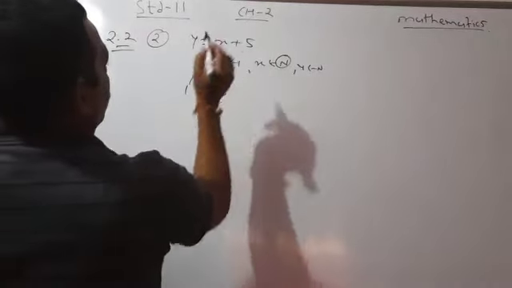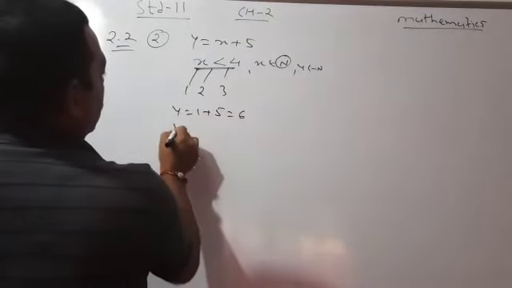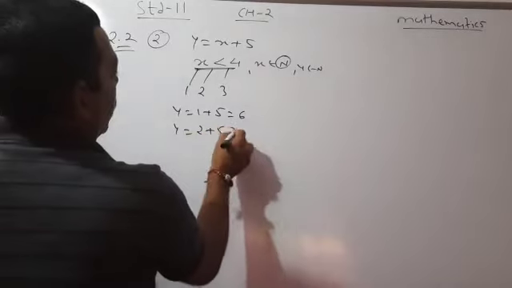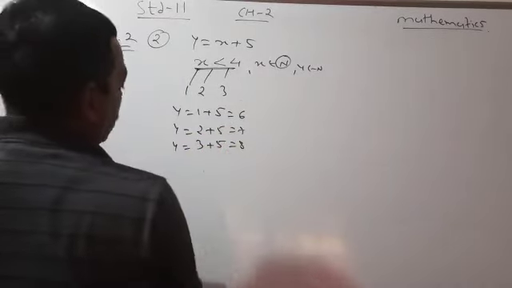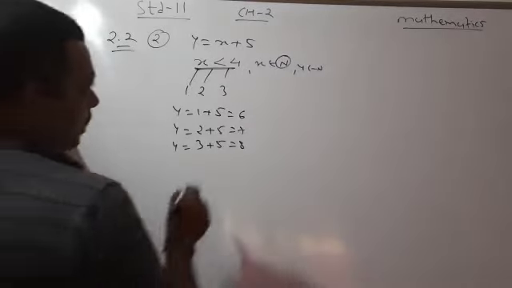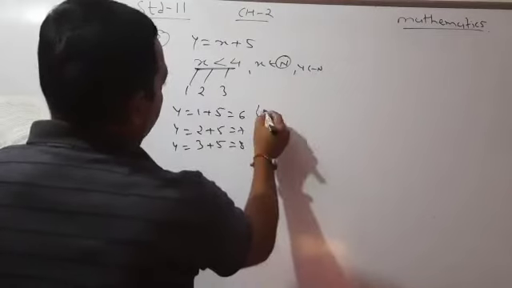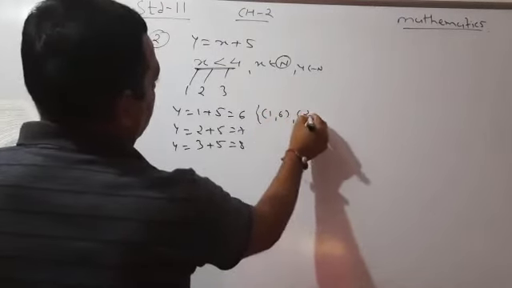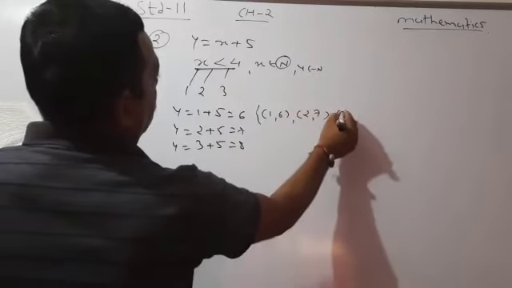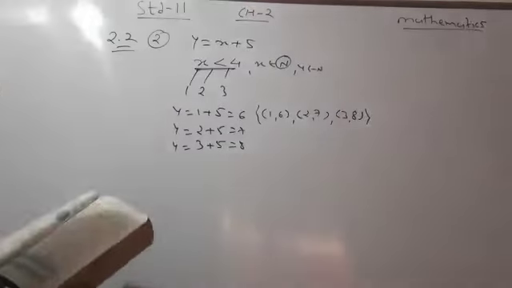Now put x equal to 1. What will we get? 1 plus 5 gives 6. When we put 2, 2 plus 5 gives 7. When we put 3, 3 plus 5 gives 8. So the answer is in the form of ordered pairs, in roster form. When I consider 1, I get 6. For 2, I get 7. For 3, I get 8. So this is the final answer of the relation.